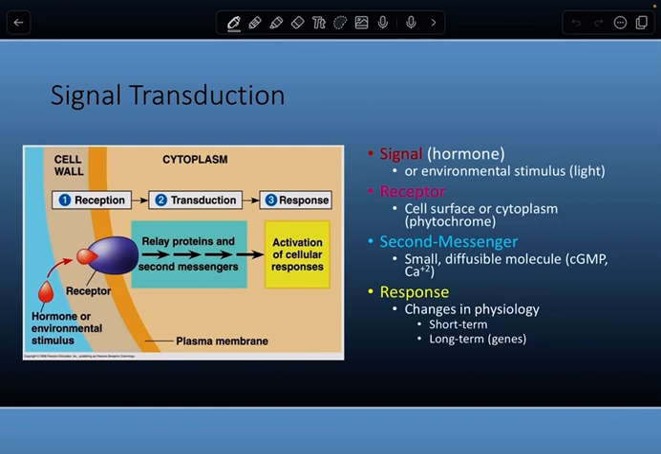Okay, so any questions about signal transduction? We know the four main components. The point is to carry information from outside the cell to in. Good?